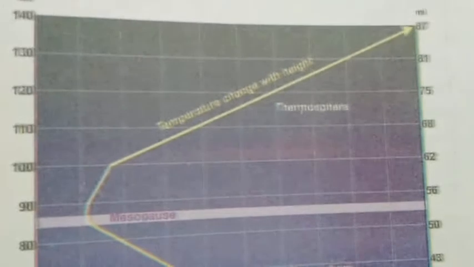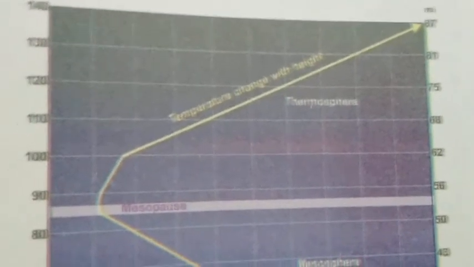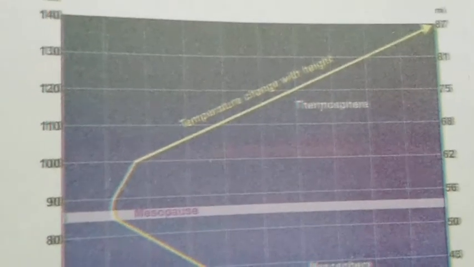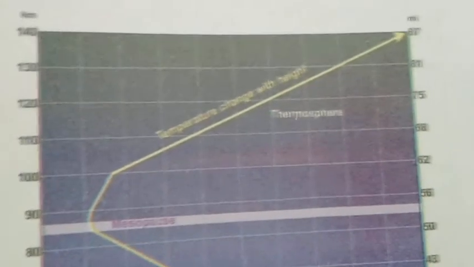And the last layer, that is exosphere. The uppermost layer of the atmosphere is the exosphere. It extends to a height of about 1600 kilometers and gradually merges with space. It has a very thin layer of air. Okay, these are the layers of the atmosphere.